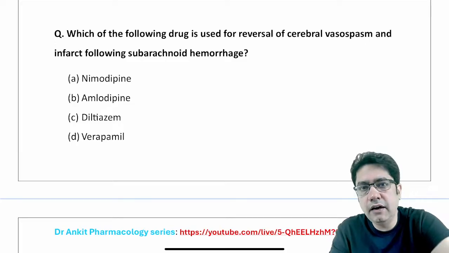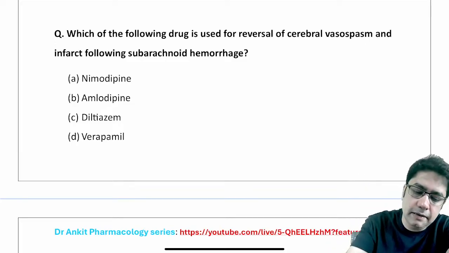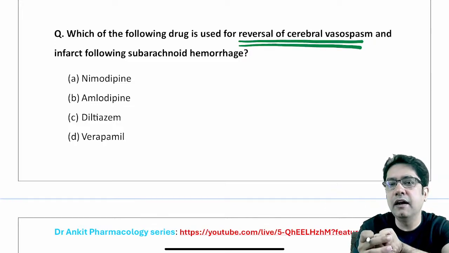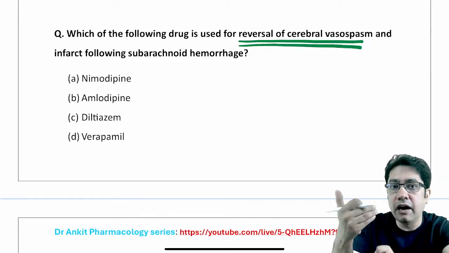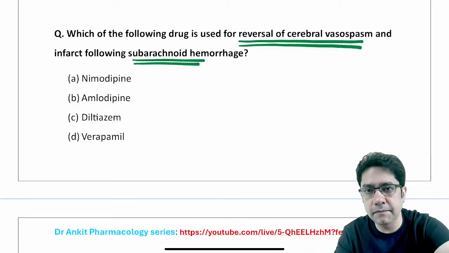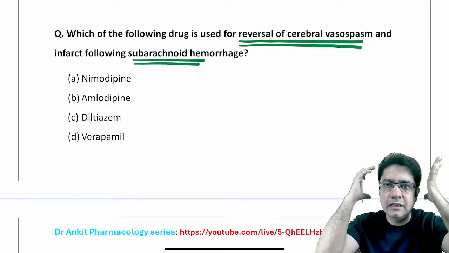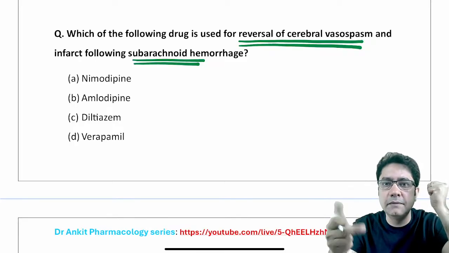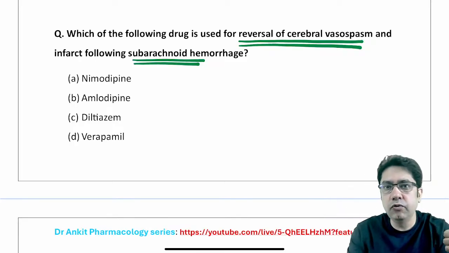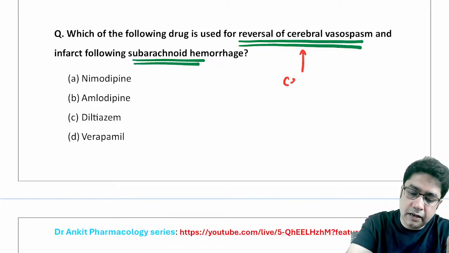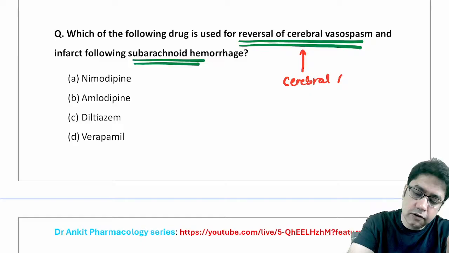So which of the following drugs is used in the treatment of cerebral vasospasm? Cerebral vasospasm, or cerebral artery constriction, happens after subarachnoid hemorrhage. After 3 days of subarachnoid hemorrhage, all the blood vessels in the brain undergo spasm. And when they undergo spasm, the patient dies. So we have to treat cerebral vasospasm by giving a cerebral artery dilator. So we have to dilate the cerebral artery.